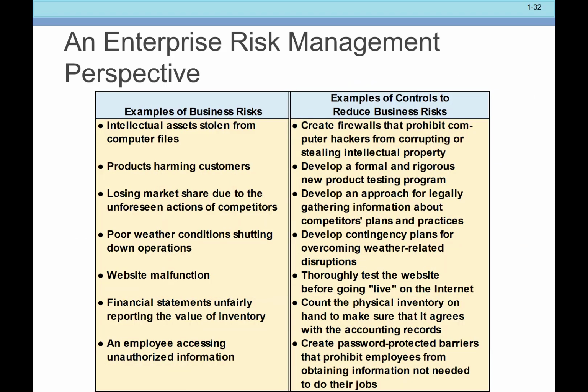So when you look at some of these enterprise risk management examples of risk: losing market share, poor weather conditions, shutting down operations, website malfunction. A way that you can reduce that risk is to thoroughly test the website before going live on the internet. Can you think of a website that malfunctioned, where if they had thoroughly tested it before going live, they could have reduced the risk of some of the things that ended up happening?